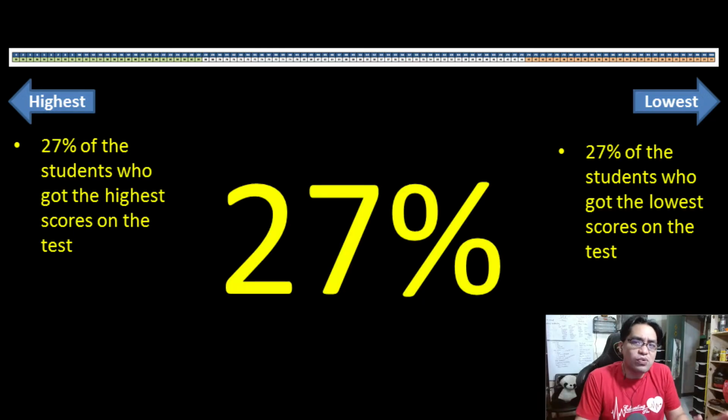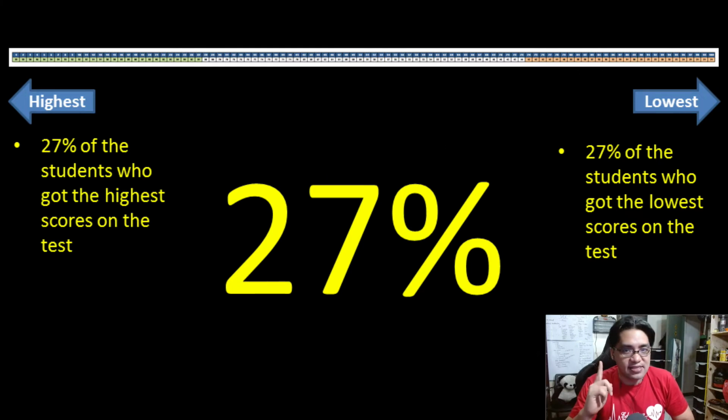Okay, how many students should be in the high group and how many students should be in the low group? The standard practice is 27% of the total number of students who took the test. The high group shall be the highest scoring 27% and the low group shall be the lowest scoring 27%. Also, please make sure that both groups have an equal number of students.